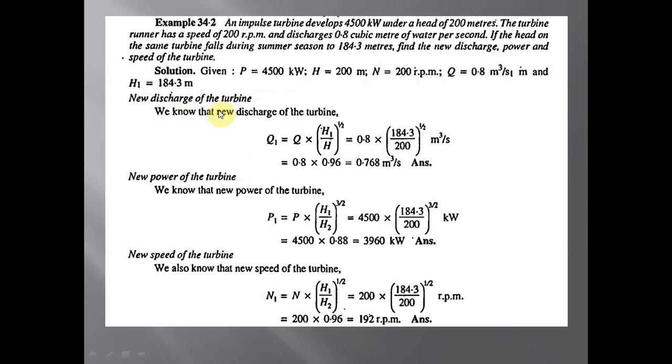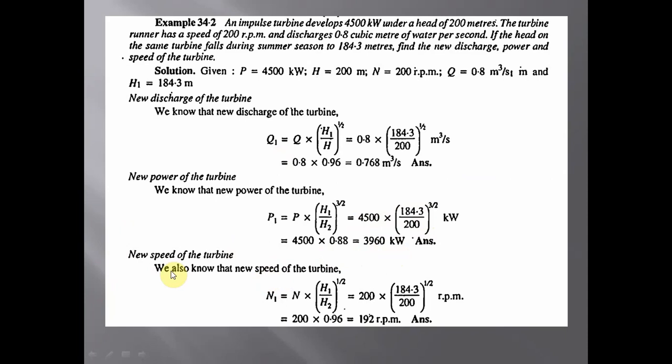Now the discharge of the turbine. We know that the new discharge Q1 = Q × (H1/H)^(1/2), that is 0.8 × (184.3/200)^(1/2), that is 0.8 × 0.96, that is 0.768 cubic meters per second. Now the power of the turbine. We know that the new power P1 = P × (H1/H)^(3/2), that is 4500 × (184.3/200)^(3/2), that is 4500 × 0.88, that is 3960 kilowatts.